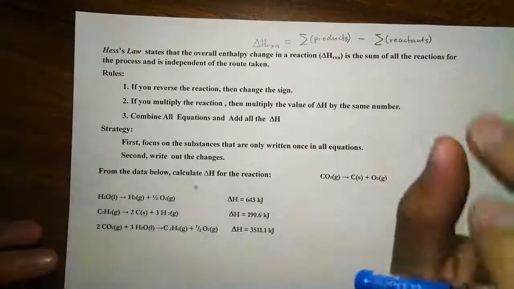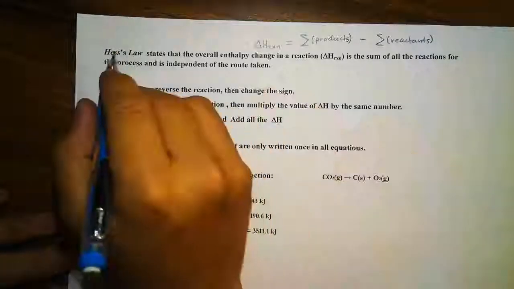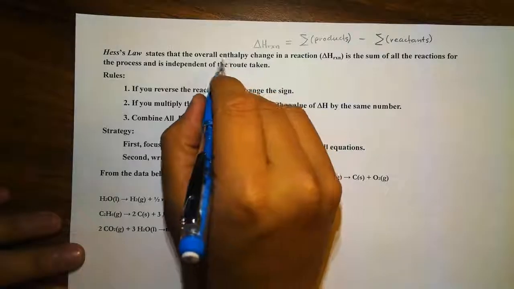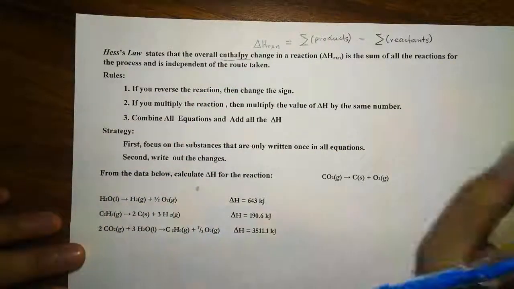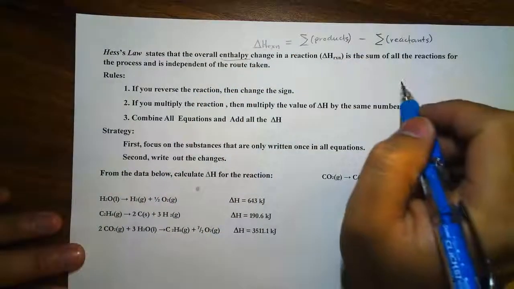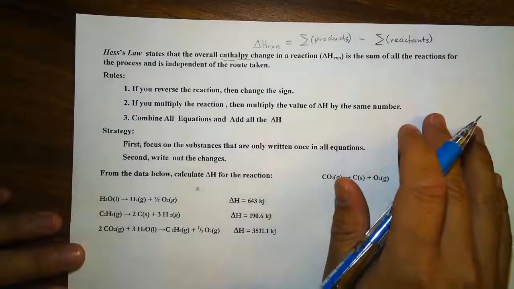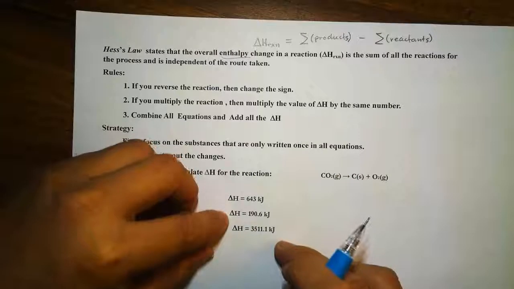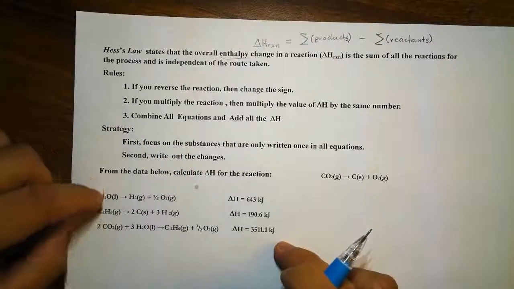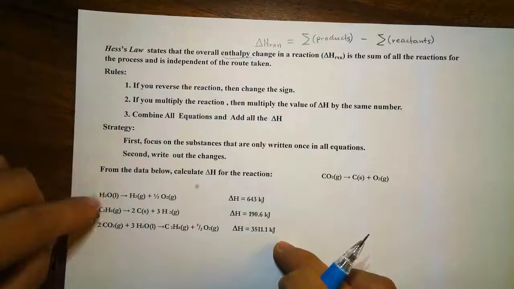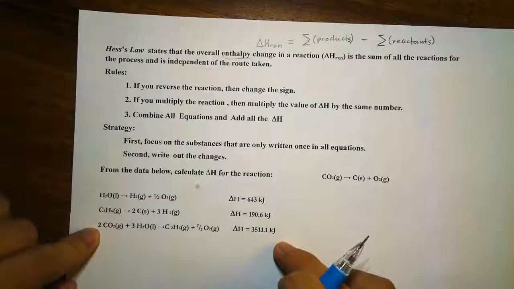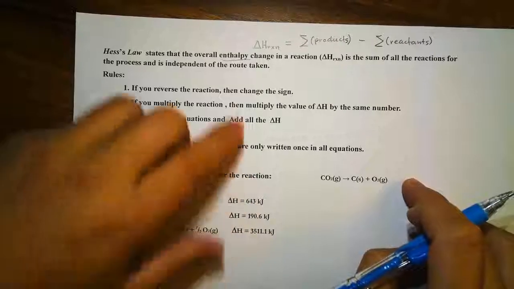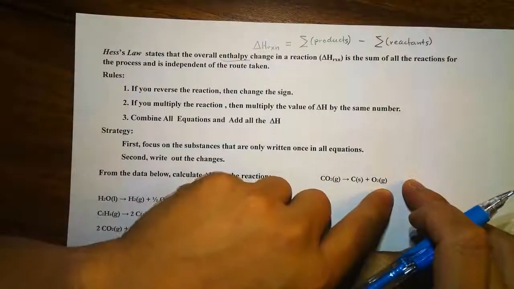Well, there is something called Hess's Law. Now, Hess's Law basically states that the overall enthalpy change in a reaction, which is right here, delta H reaction, is the sum of all the reactions. Basically, you add all of them together for the process. So the process of this one requires 3 separate reactions. You basically add all of them together, and you will get your delta H of this one.